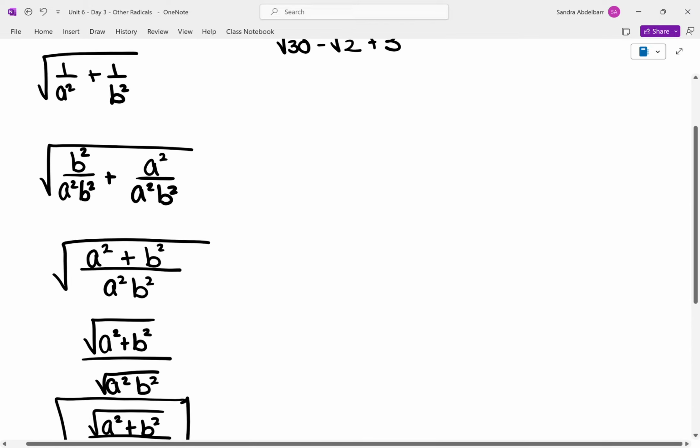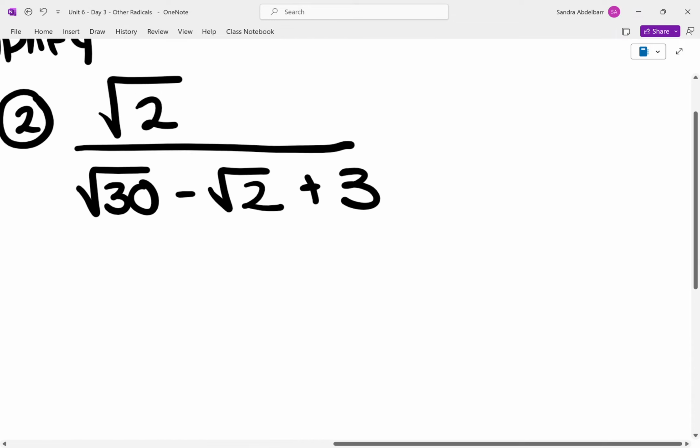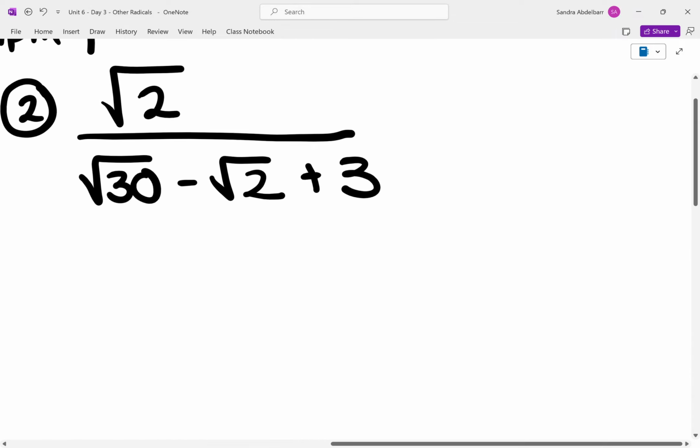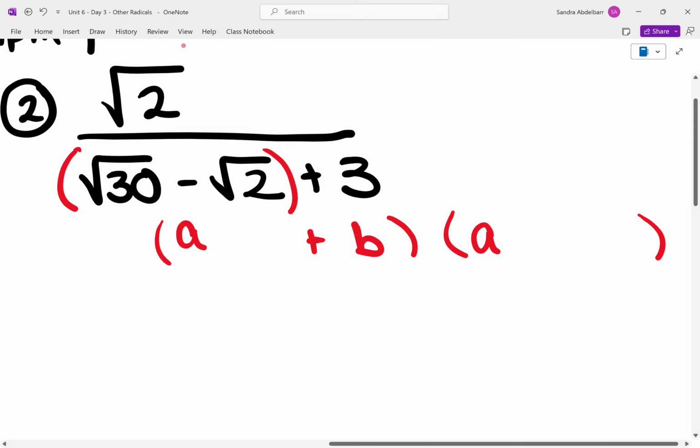Okay, so the second problem was similar to the doozy that we did, that you guys watched, I should say. Right, this is very similar to the doozy. What you want to do is group the first two together. And this is sort of my A plus B. The 3 is the B. And what do we multiply an A plus B by? We're going to multiply it by an A minus B.